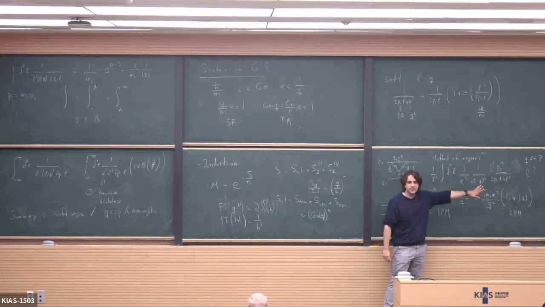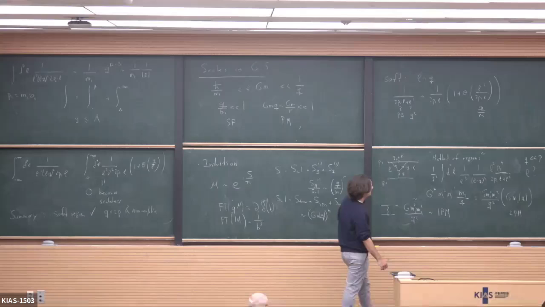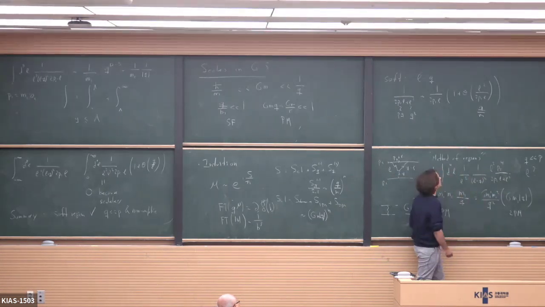Now, you could ask, why do we stop there? Why don't we keep going? So we had this expansion here. We expanded this guy in this sub-region. We expanded away this L. So what would the correction look like?